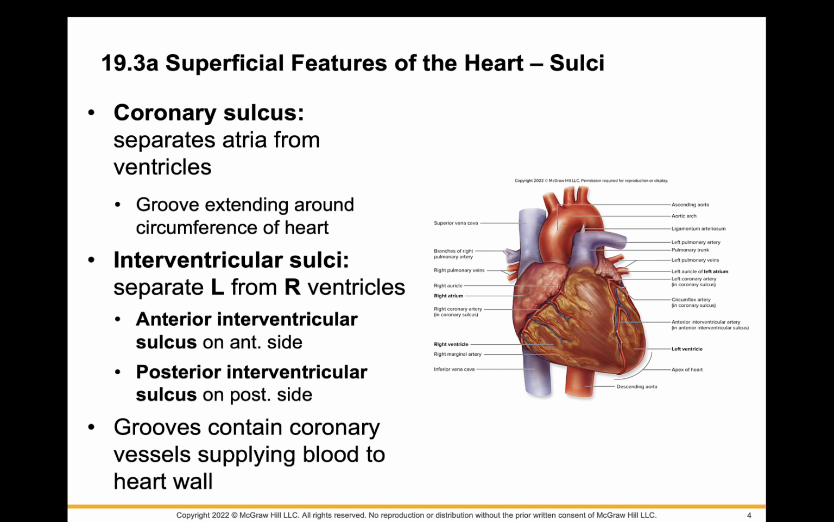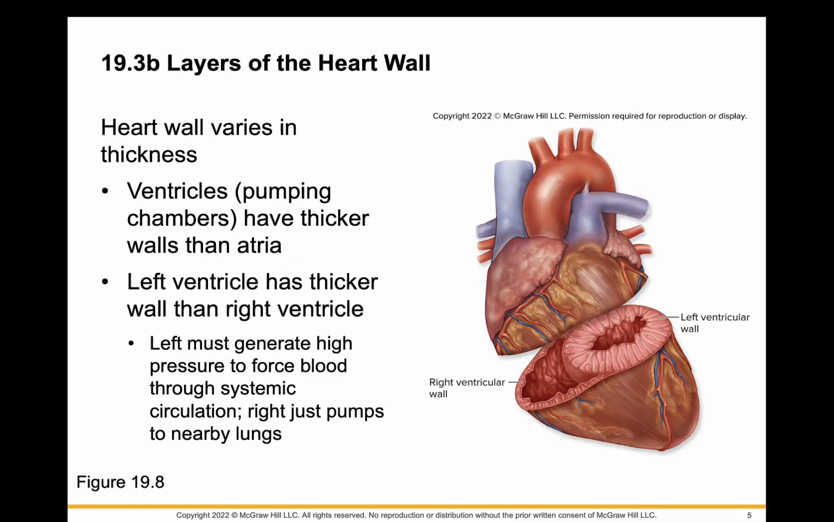We have the interventricular sulci. These are going to be separating the ventricles from each other. These grooves, once again, are where we find the coronary vessels that are responsible for the blood supply to the heart. Keep in mind, when we address the blood supply of the heart, the heart cannot access the blood that's moving through it. It's just a pump. So being as metabolic as it is, the heart is going to need its own system of blood vessels to meet the demand of heart work.